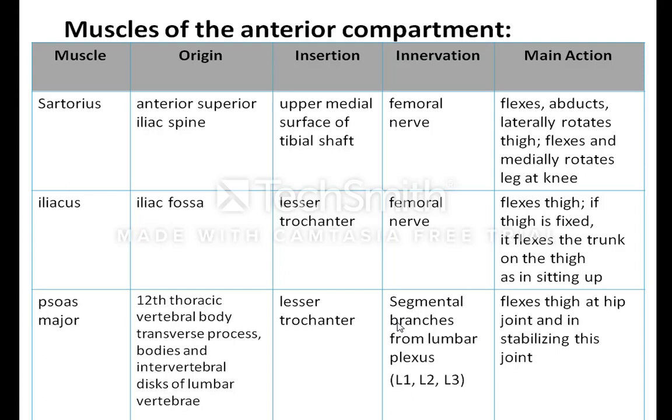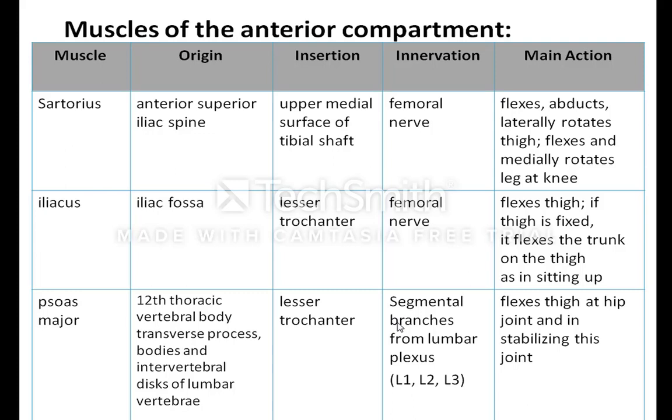It also has another action on the knee because it passes and crosses the knee, so it flexes and medially rotates. This muscle can be named the tailor muscle, because the tailor, while sitting for his job, is flexing both hip and knee with some lateral rotation of the thigh and a little bit of medial rotation at the knee. So it's called the tailor muscle.